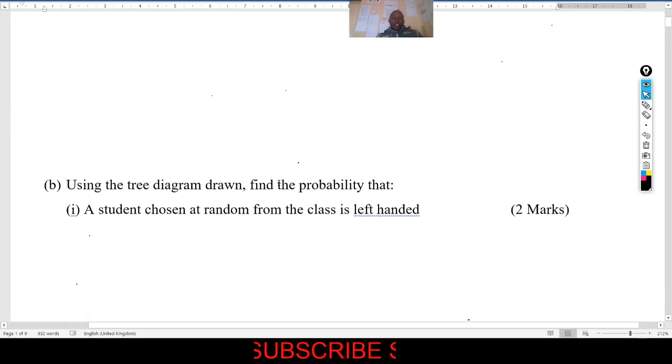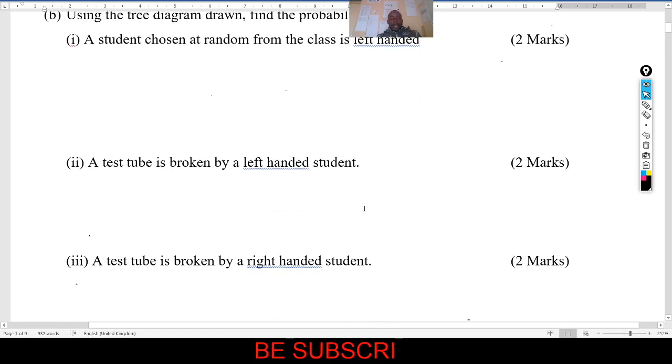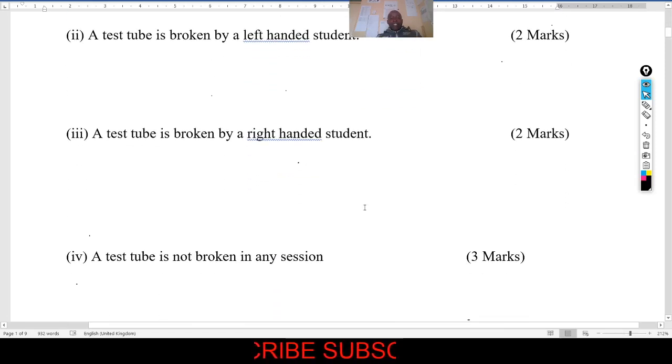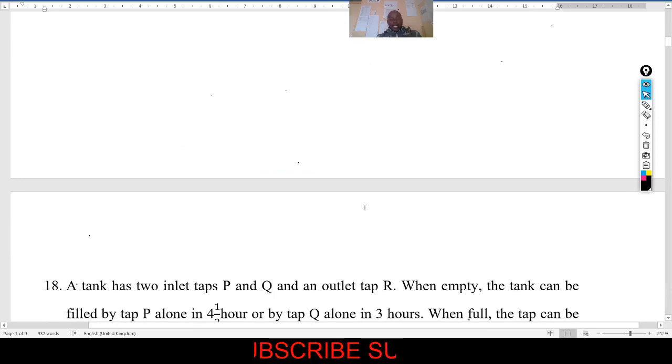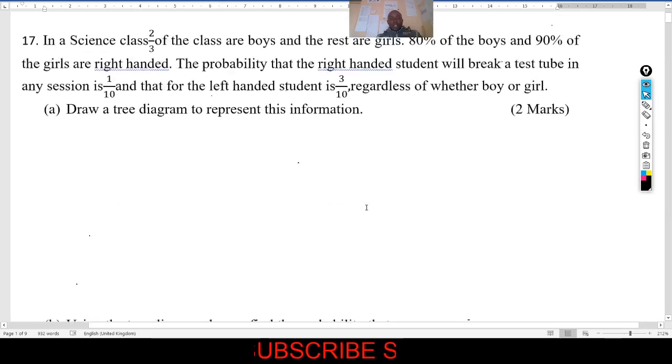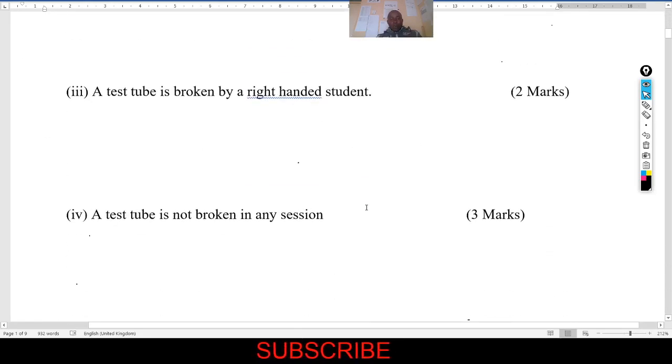Now the other question was: using a tree diagram drawn, find the probability that a student chosen at random from the class is left-handed. We have done that. A test tube is broken by a left-handed student, we have done it. A test tube is broken by a right-handed student, we have done it. And a test tube is not broken in 9 sessions, we have done it. So you can practice more questions on this probability.